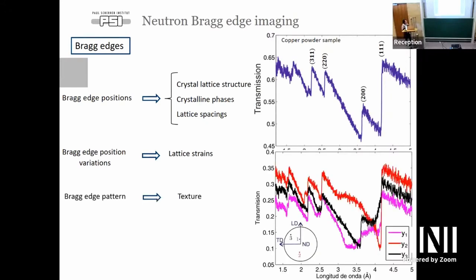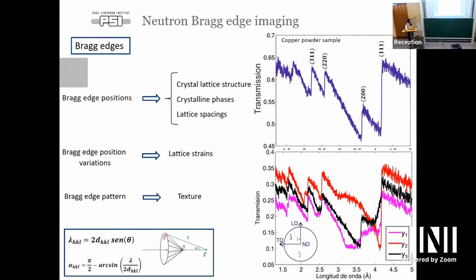But now, if we look at how this changes when we have texture, by analyzing these changes we can also get an idea about the texture. And that's the holy grail that we want to reach now. Again, why this is happening is because instead of having a random material with this Debye-Scherrer ring completely full, for texture we will have holes in our Debye-Scherrer ring, and it won't be complete. So that's why we have this particular shape for texture.